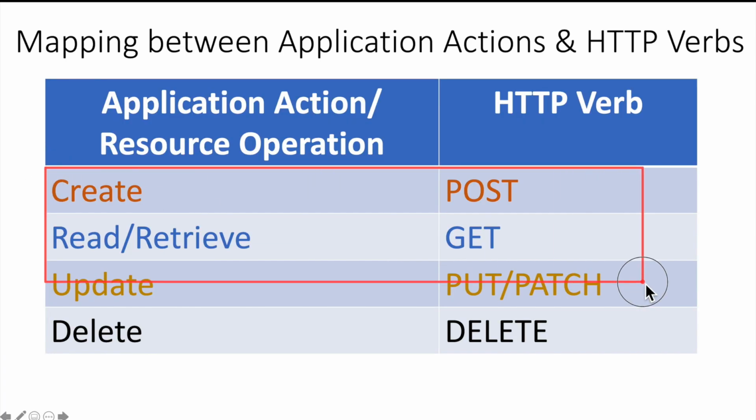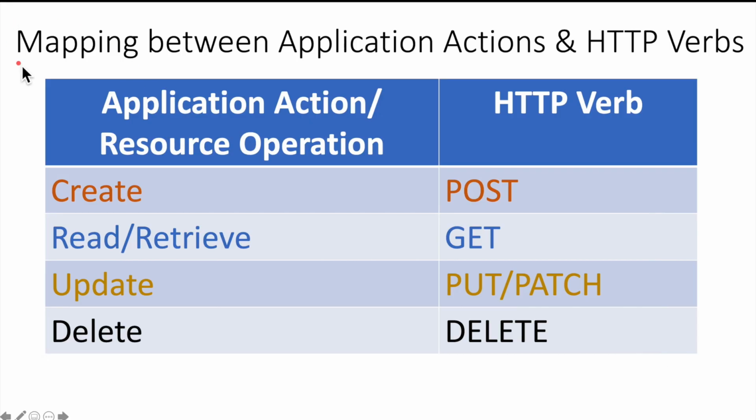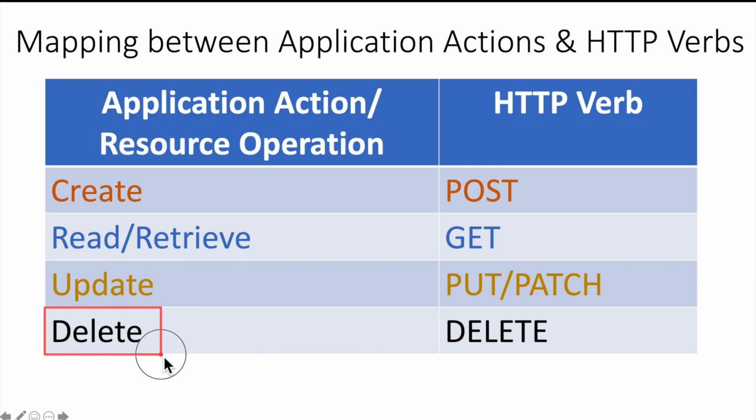Such CRUD operations can be mapped using this mapping over here. This table provides a mapping between application actions and HTTP verbs. In order to create new records, we have to use the post HTTP method. In order to read or retrieve records, we have to use the get HTTP method. In order to update records, we have to use either the put or patch HTTP methods. And in order to delete a record, we have to use the delete HTTP method.